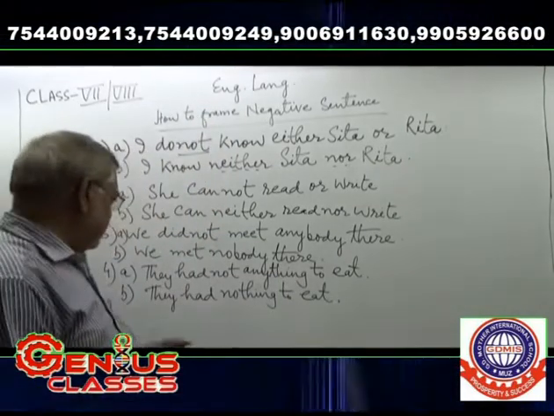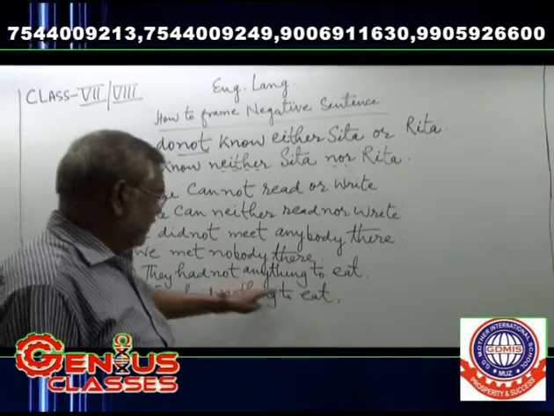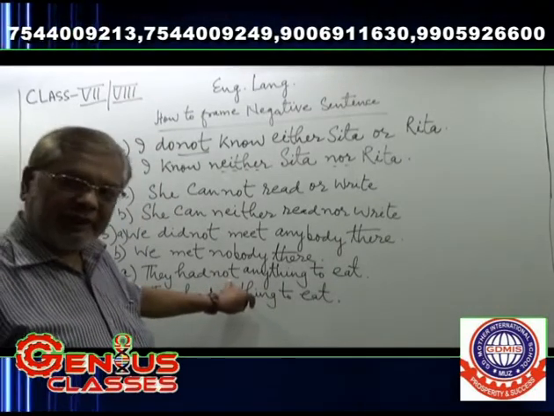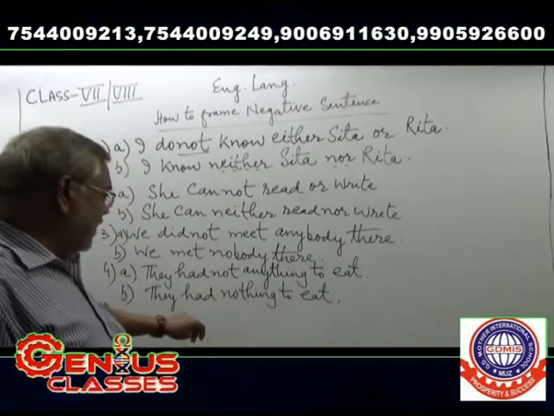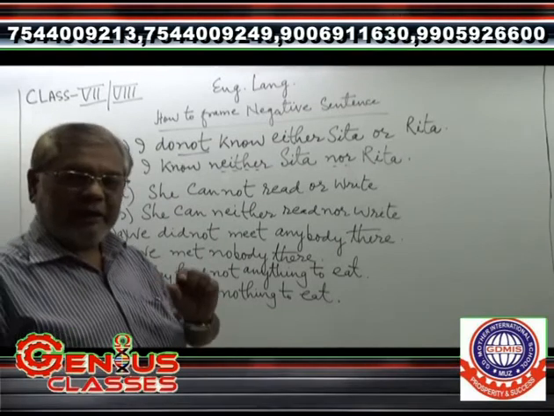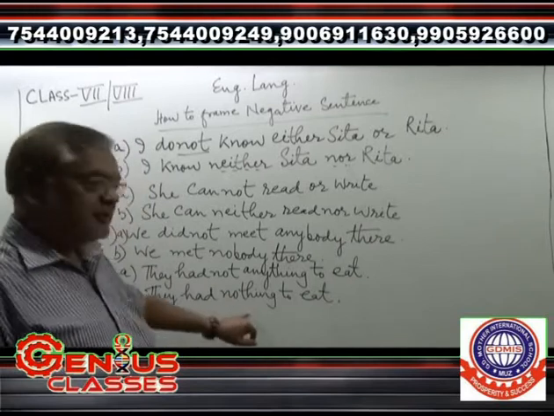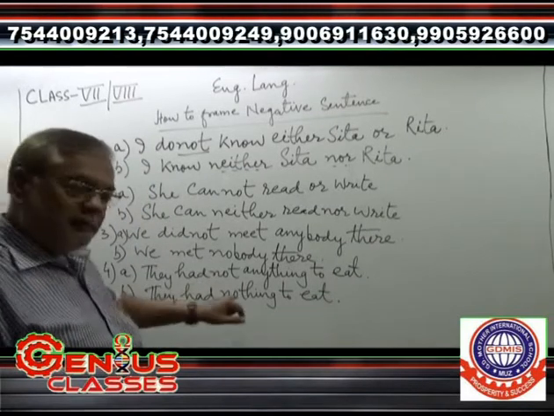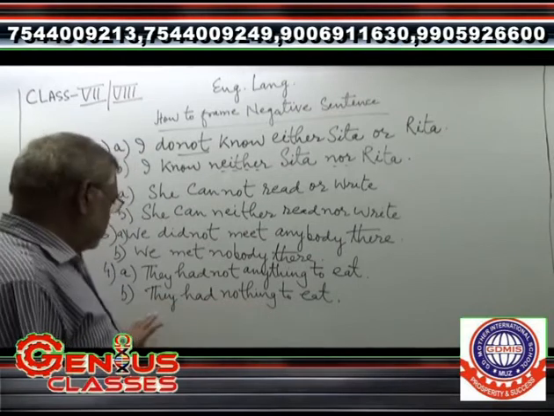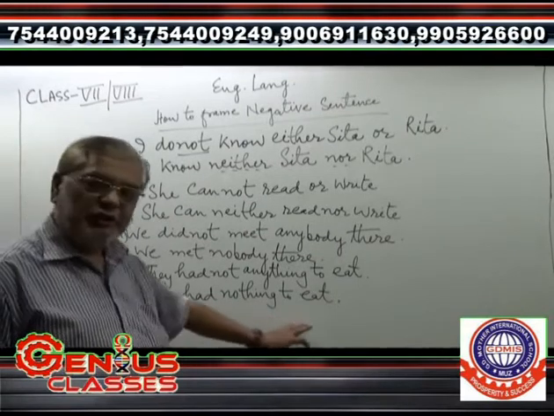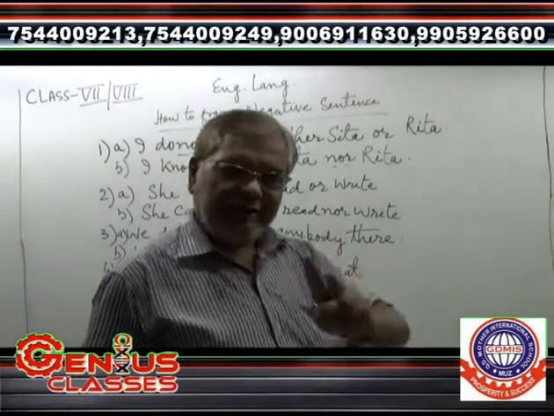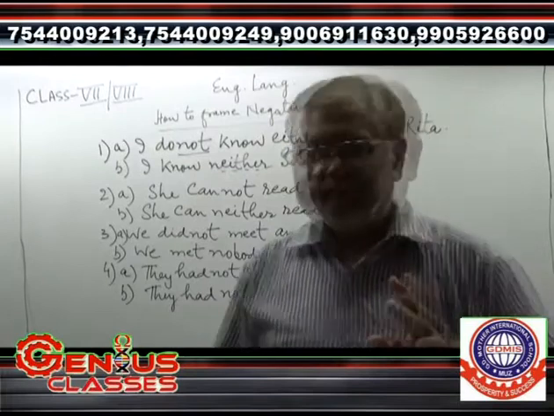Say here, they had not anything to eat. Here not has been applied in one form of the negative sentence. In the second sentence, have a look: the negative word N-O-T, not, has not been used. On behalf of this not, we have used nothing. So they had nothing to eat. Likewise, in two ways the negative sentence can be formed.